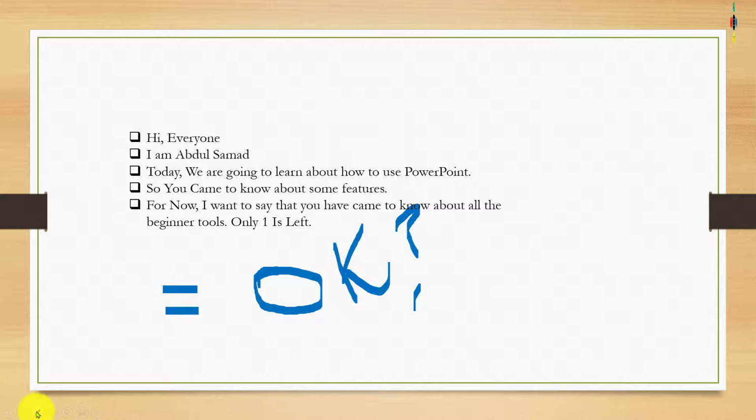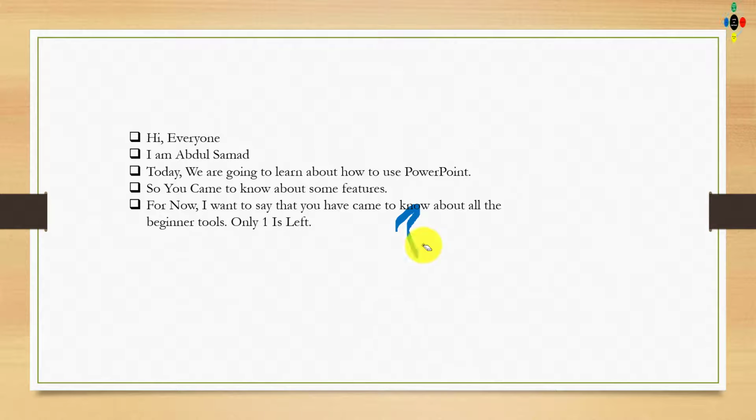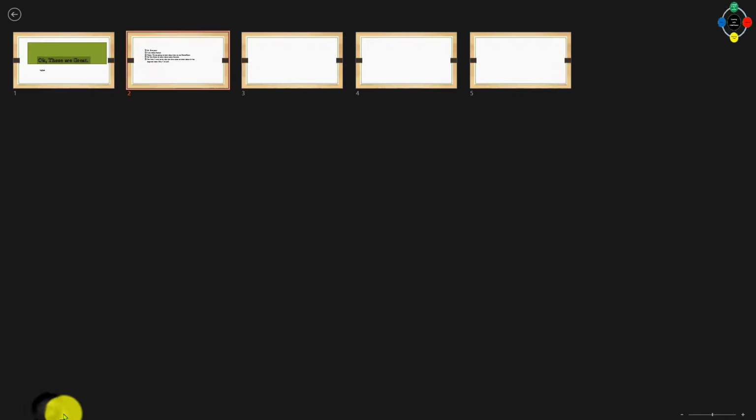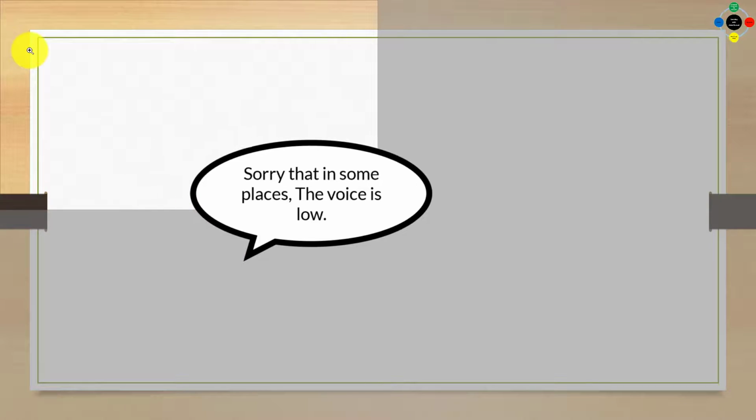Only 2 or 3 tools are left. Then we will continue about all the beginner features. You can easily then use it. Look, this is also a feature. You can also zoom in and zoom out by pressing escape and go here and there. Okay, so it was a good feature.